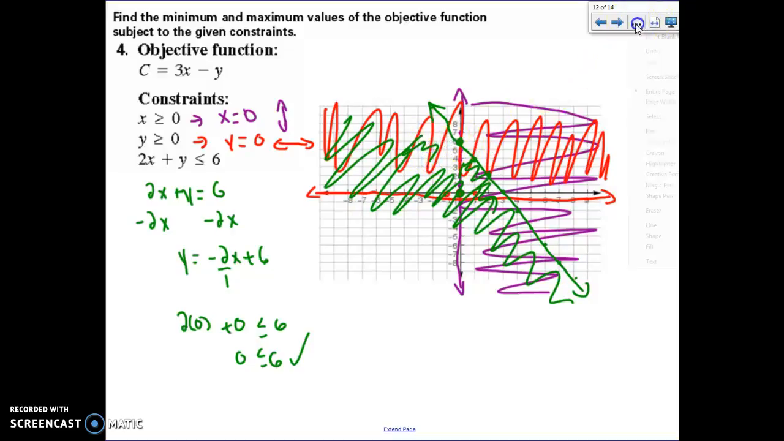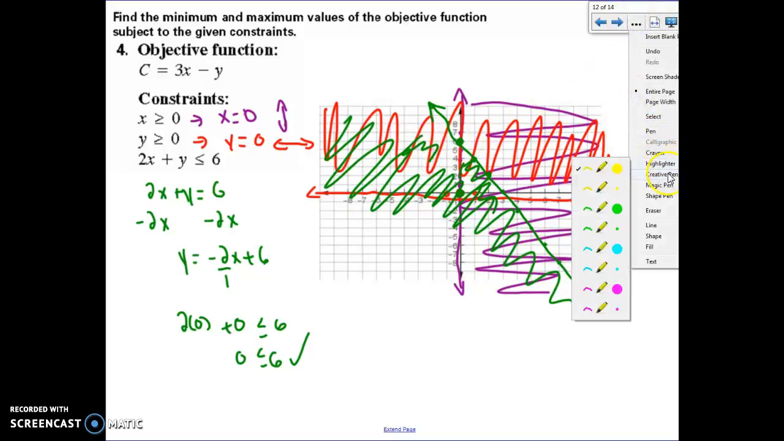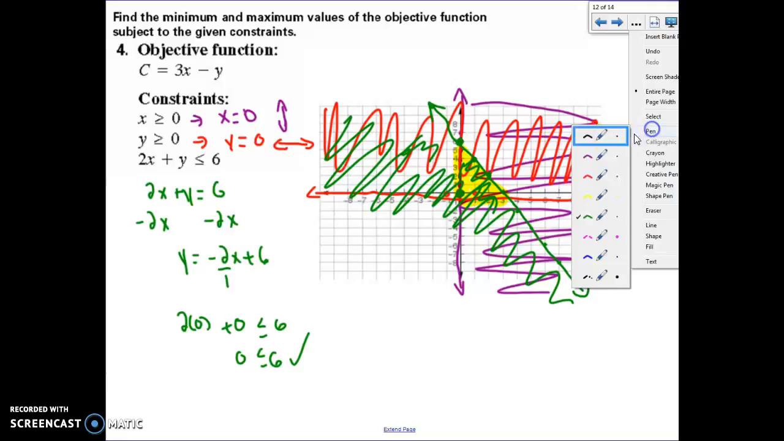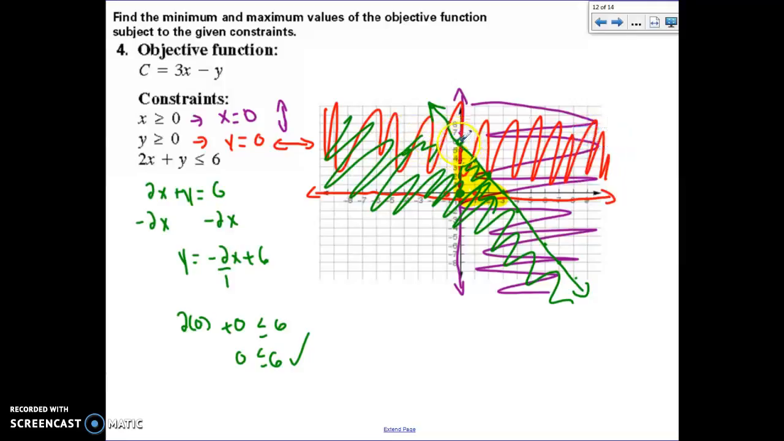And what I'm looking for is where my intersection is. Where do all three colors intersect? That's why I'm going to use a highlighter. And it looks like my intersection is this triangle right there. And I'm going to try to identify what those ordered pairs are. So I have one right there, one at (0, 0), and another one right there. So it looks like my solution area is (0, 6), (0, 0), and (3, 0).